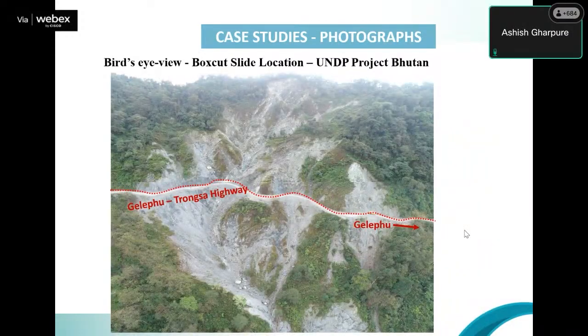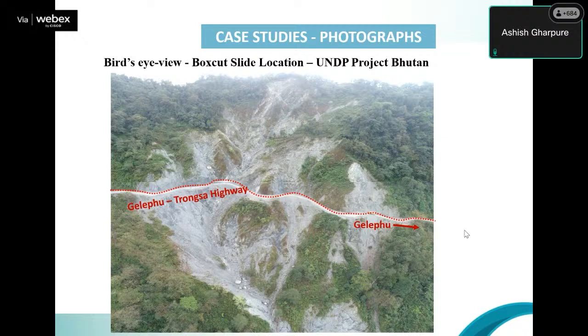This was a very challenging project we did in Bhutan. So this is the Gyelephu Trongsa Highway. The location is called Box Cut. And from top to bottom, if you see, the erosion is happening. Just to give an idea of the measurements, from top to the road itself is around 150 meter high, 150 to 200 meter. And below the road also, it goes down a further 200 to 300 meter. And this blocks this highway every year, a very challenging project.